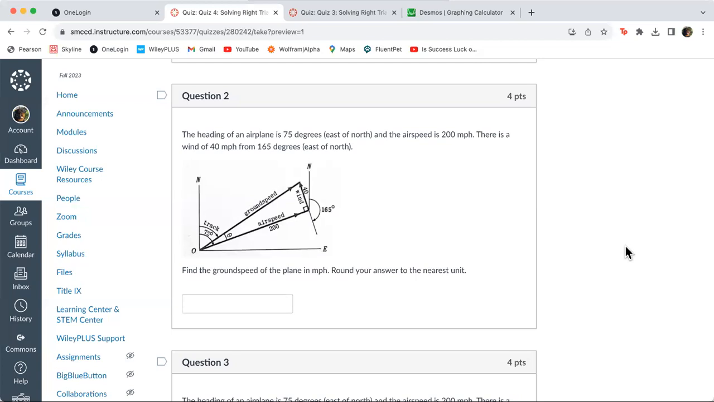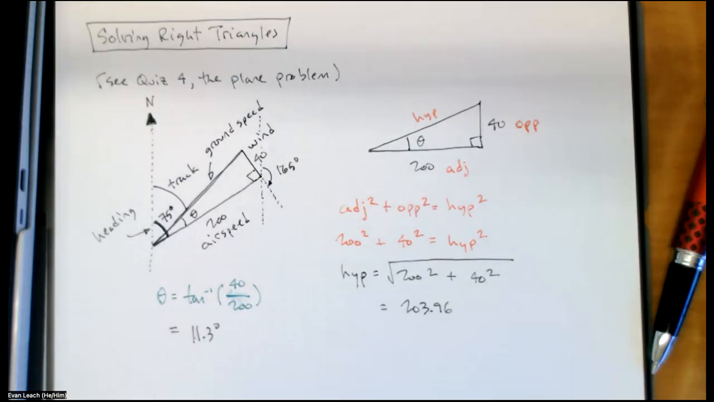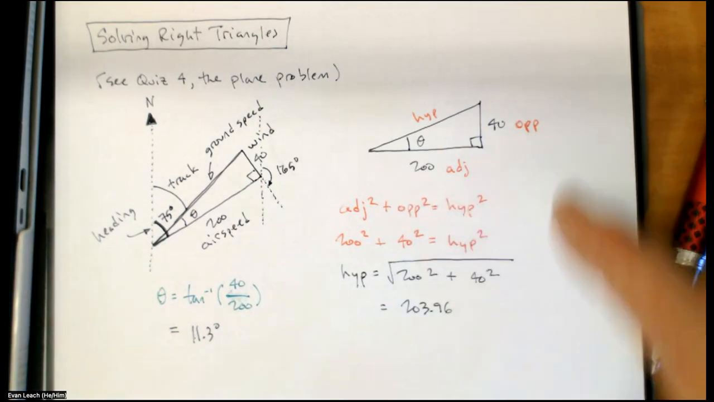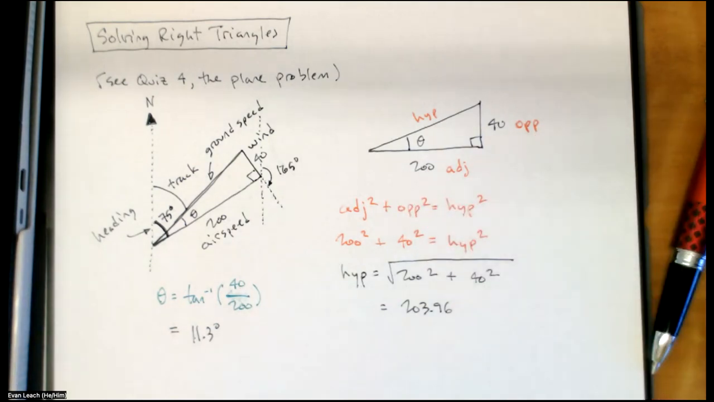What is the ground speed in our right triangle? 203.96. It's the hypotenuse of our right triangle. So we'll say the ground speed is 204 because it said round to the nearest unit.